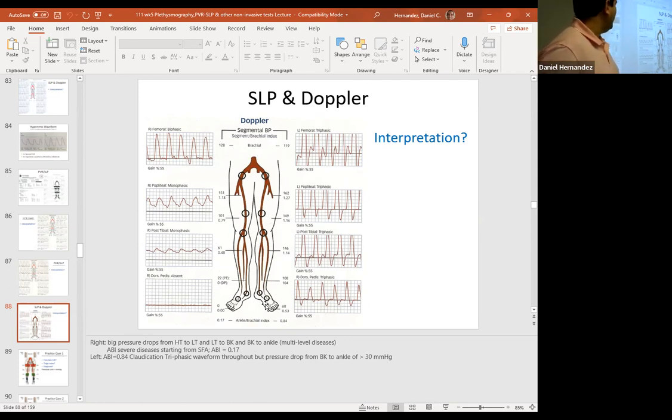So here they use Doppler and the segmental pressures. But seriously though, what would the next steps be with a patient like this? You don't want them to leave, right? Because they have no pulse in their foot. Yeah, that would be a critical finding. I hope you didn't drive, that's your right foot.